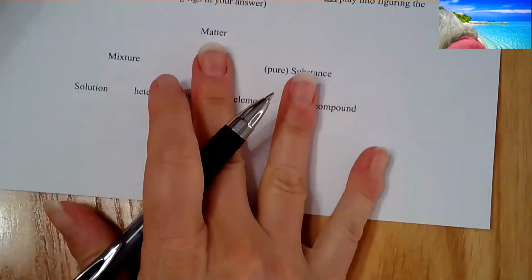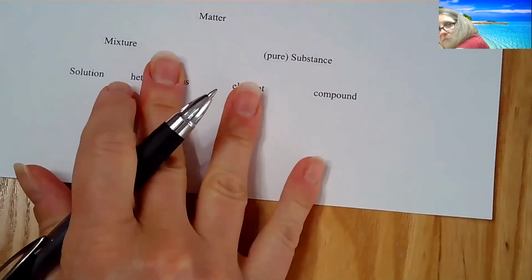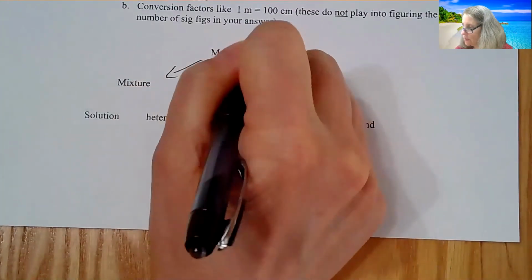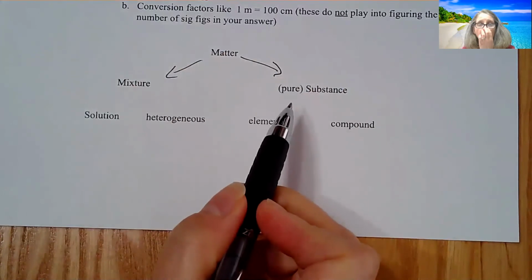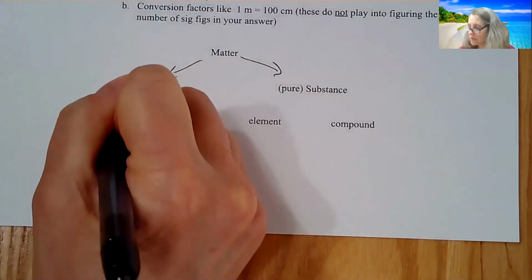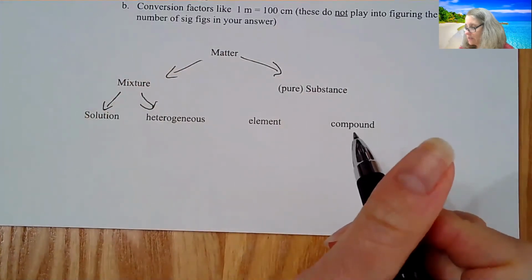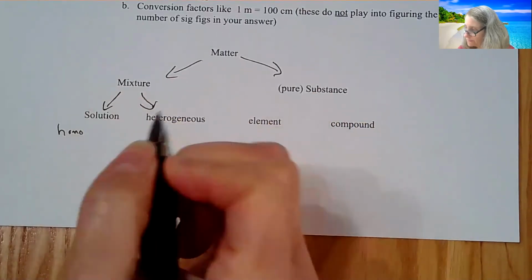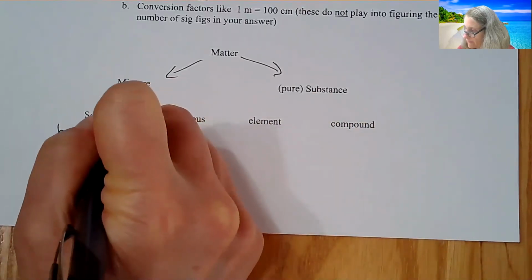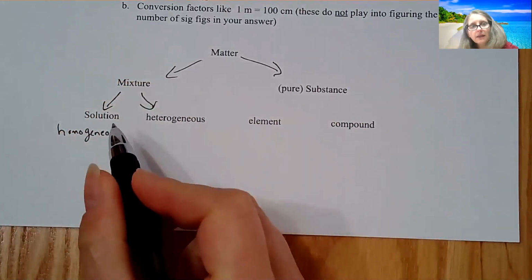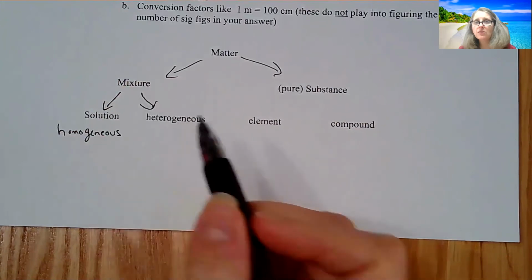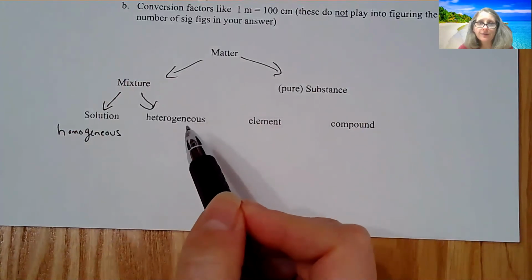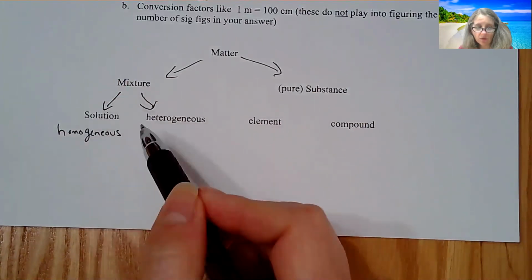So the one last thing I want to mention in this particular discussion is some notation of things that we're going to be talking about. So matter can be broken down into two different categories: a mixture, or what we call a pure substance. A mixture can be a solution, and it can also be heterogeneous. A solution is homogeneous, meaning that it's the same throughout. A heterogeneous mixture could be, for instance, a bag of Skittles. You have a bunch of different colors there. Most of the time we're dealing with solutions in this class.